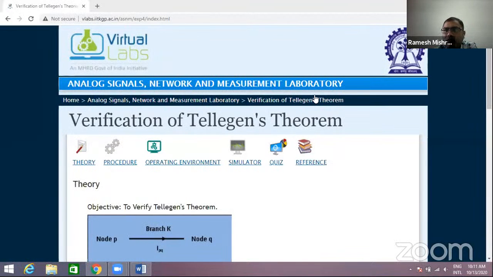Virtual lab Tellegen's theorem. How to perform the virtual lab Tellegen's theorem. I want to share my PPT here. First, how to perform Tellegen's theorem.